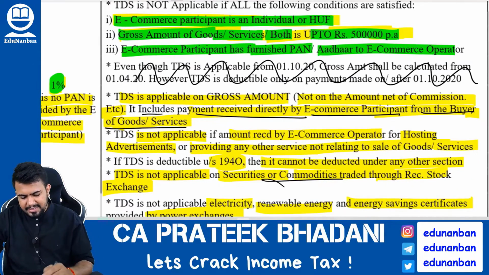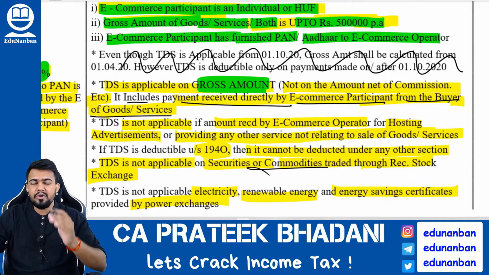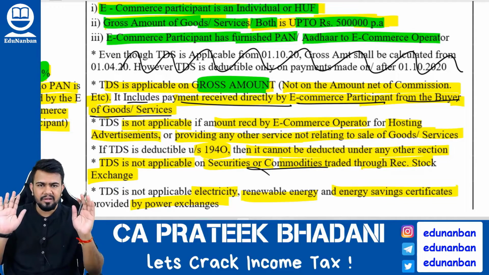Next, TDS is applicable on the gross amount and not on the net amount. So on the gross amount of sales through Amazon, the TDS will be applicable, not on the net amount after deducting the commission, shipping charges, etc. That you should not consider. You should consider the entire value.